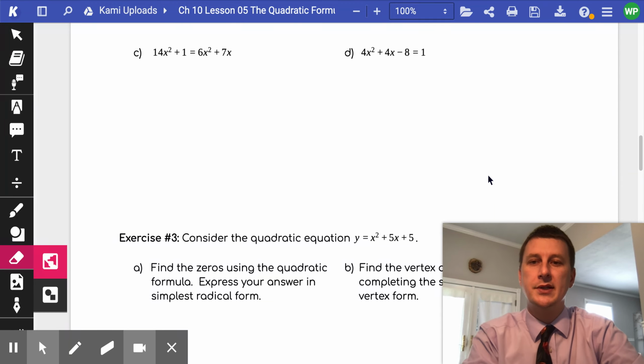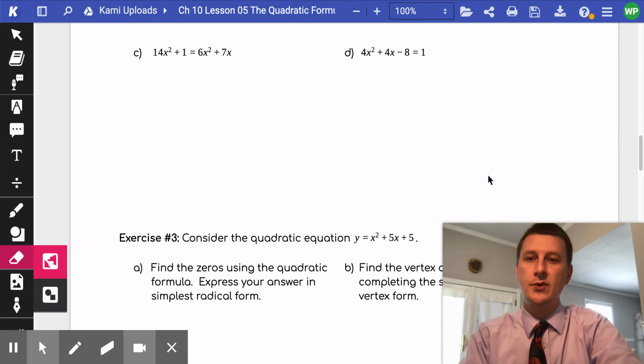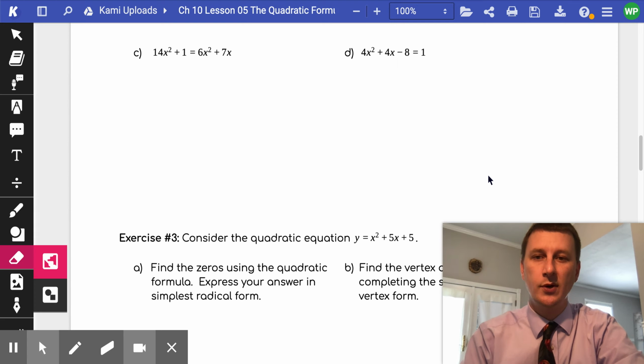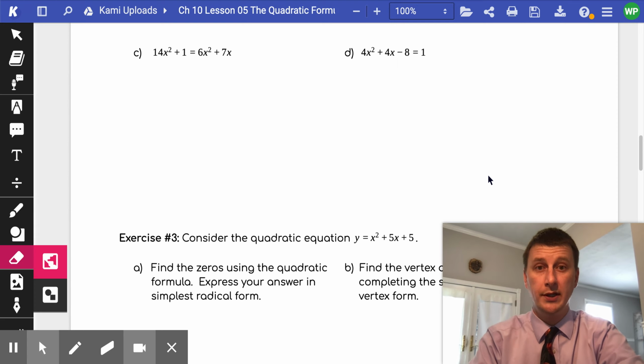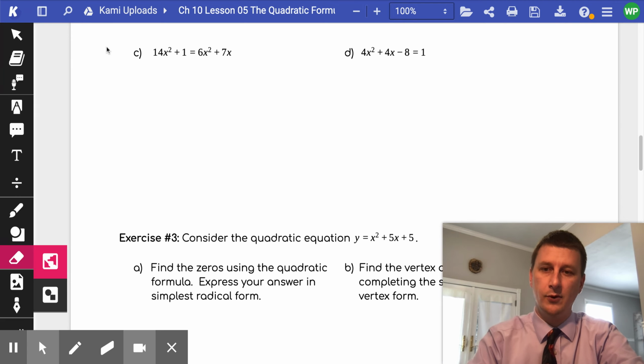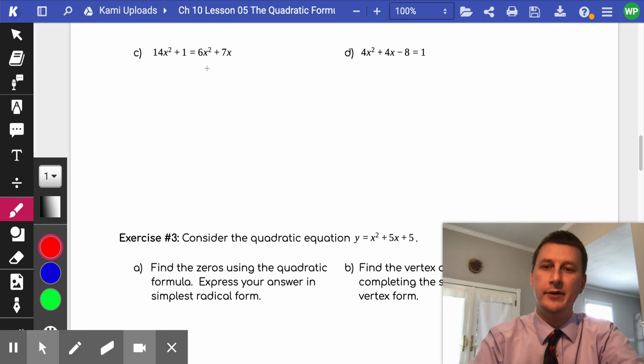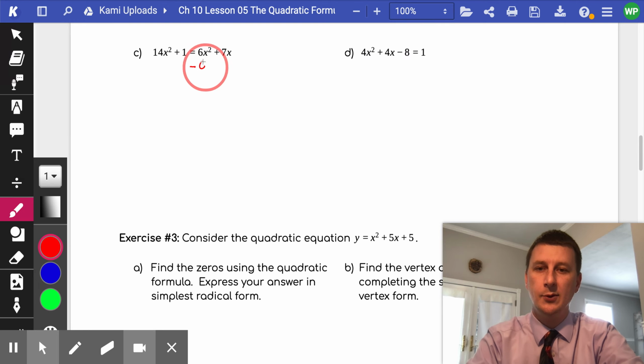So let's take a look at part C now. And it says 14x squared plus 1 is equal to 6x squared plus 7x. And again, our goal here is to find the exact solutions of this quadratic and write our answer in simplest radical form. So to begin, we want to make this equation equal to 0. That's always going to be our first step of solving any quadratic, is to make it equal 0. So we're going to move all of our terms to one side.